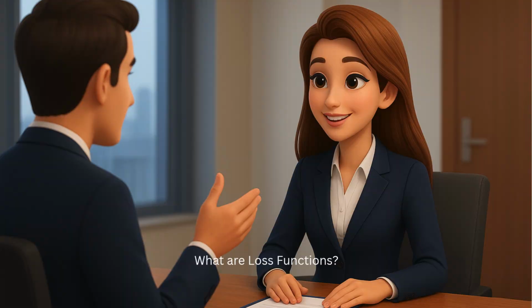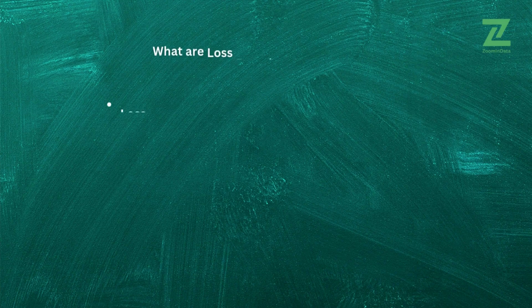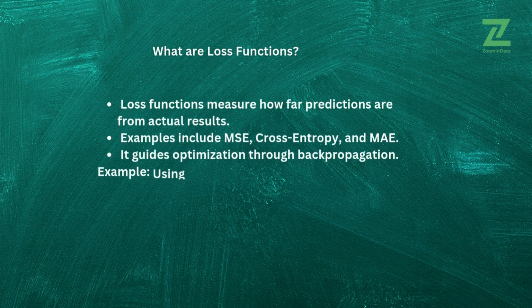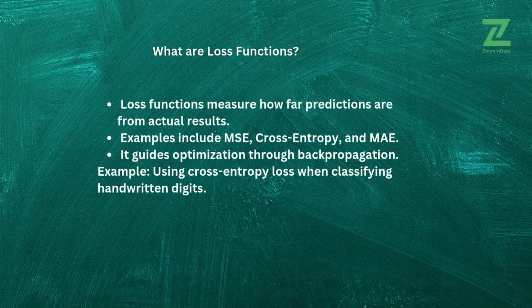What are loss functions? Loss functions measure how far predictions are from actual results. Examples include MSE, cross-entropy, and MAE. It guides optimization through backpropagation. Example: using cross-entropy loss when classifying handwritten digits.